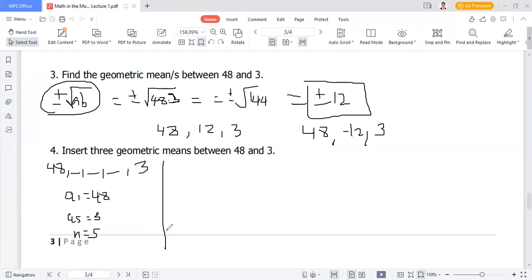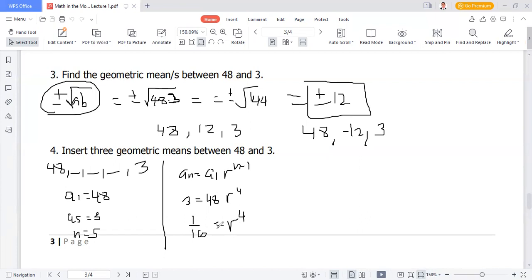Okay? So for common ratio, gamitin natin yung formula ni a sub n equals a sub 1 r raised to n minus 1. A sub n is 3. A sub 1 is 48. At yung r natin, r raised to 4. Okay? So divide both sides by 48. This is 3 over 48 or 1 over 16 equals r raised to 4.